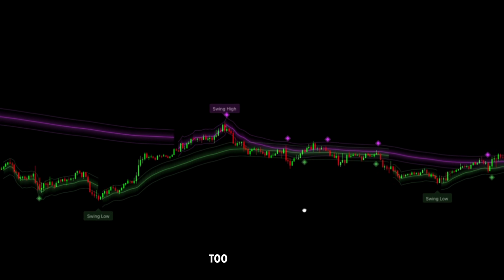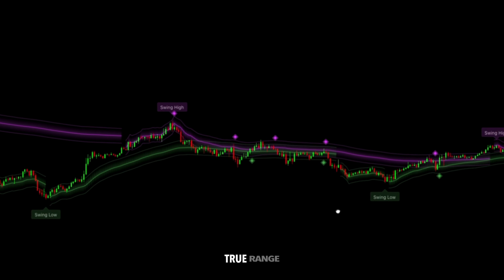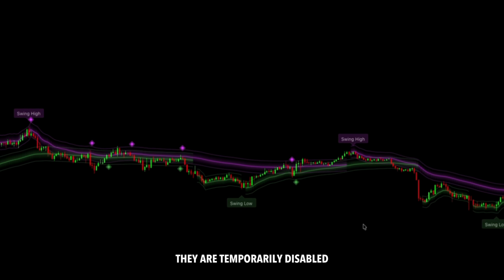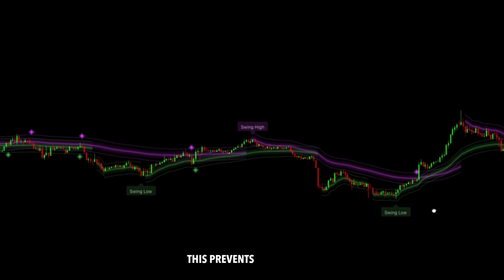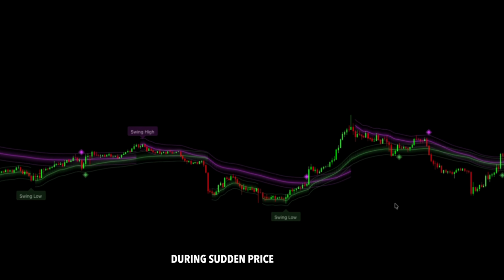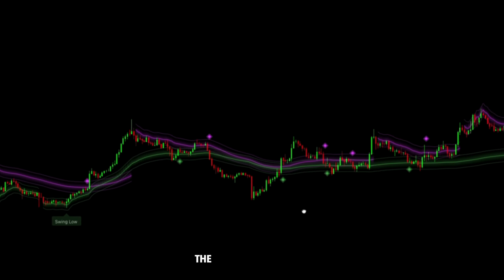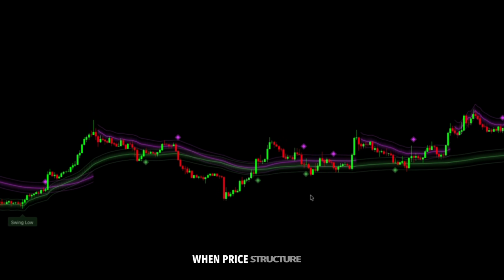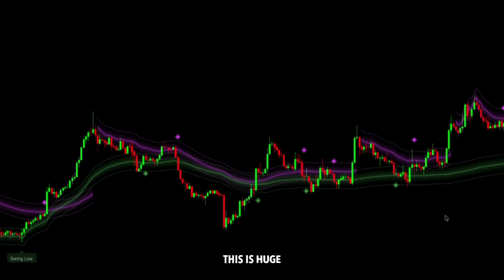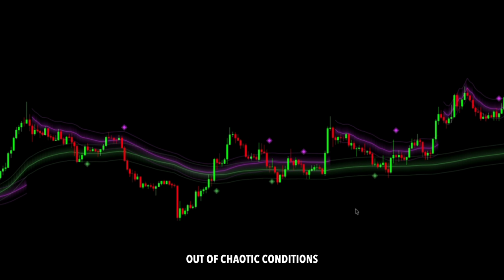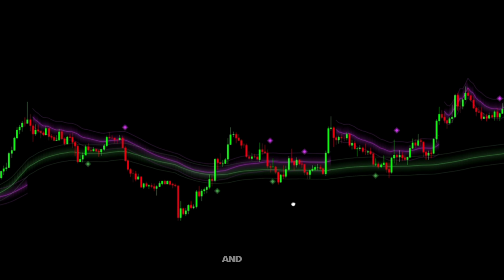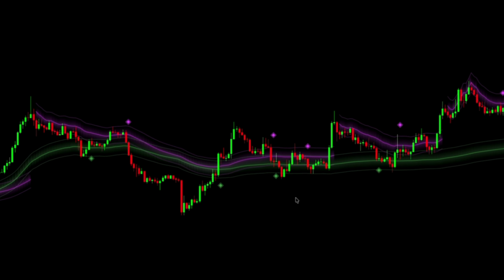If the bands move too aggressively relative to the average true range, they are temporarily disabled. This prevents unstable or noisy bands during sudden price expansions. The bands only remain active when price structure is stable. This is huge because it keeps you out of chaotic conditions where structure breaks down and signals become unreliable.